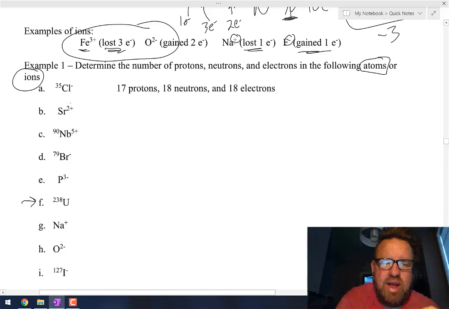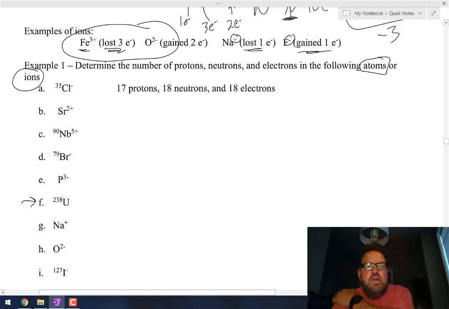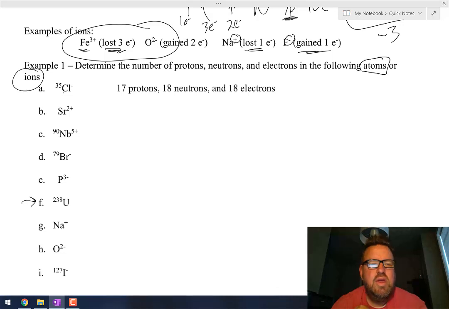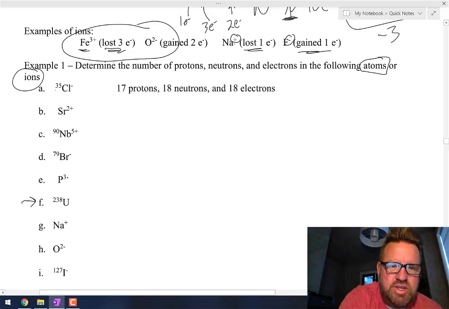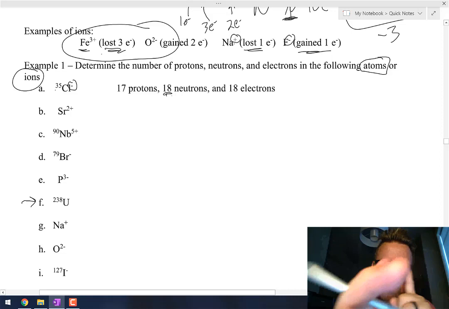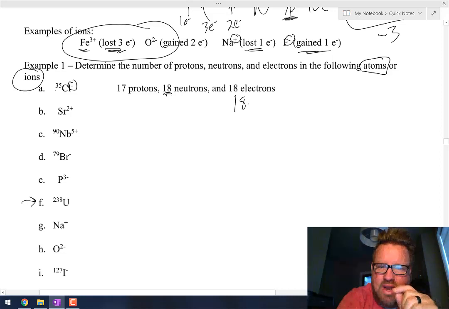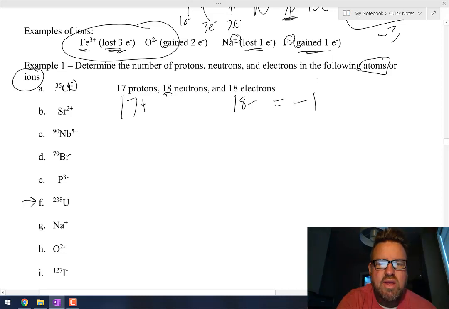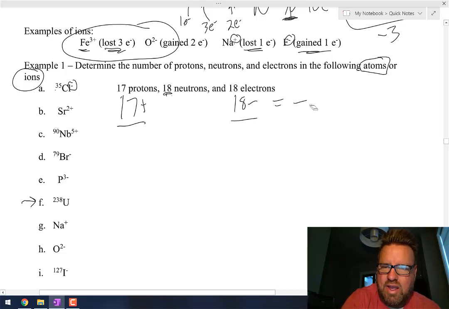So, for example, letter A is done for you. It's got 17 protons. Again, you have to use the periodic table. Chlorine has 17 protons, 18 neutrons, because 35 minus 17 is 18. And then with that minus charge, it means we've got 1 extra electron. So instead of 17 protons and 17 electrons, we have to add 1 more electron so that we have 18 negative charges and 17 positive charges. And together that equals -1. Positive 17 and negative 18 will add up to -1.